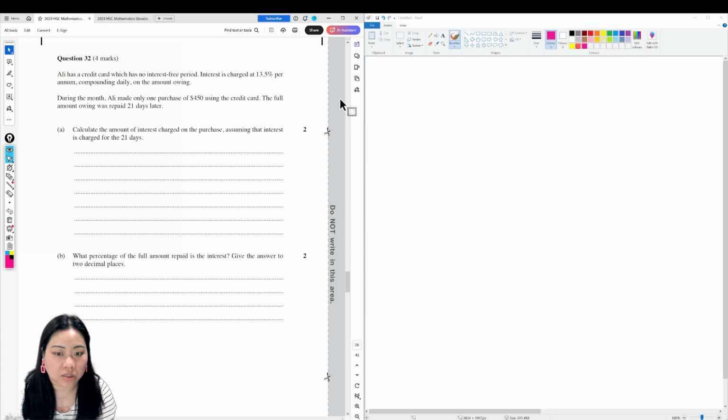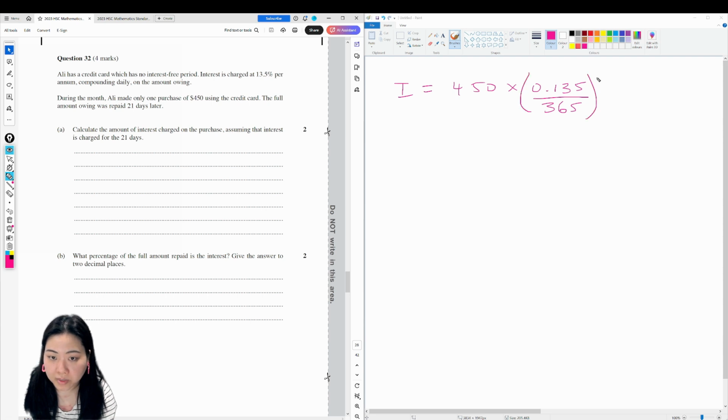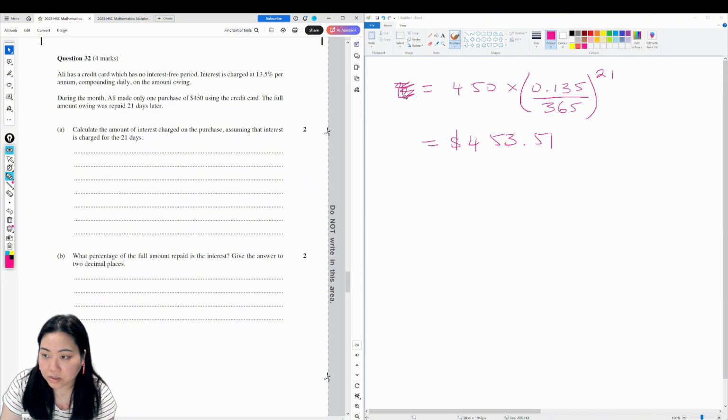Assume that the interest is charged for the 21 days. The amount would be $450 times 0.135 over 365, so it's daily, and that is applied 21 times, so the power of 21. It comes to $453.51. Oh, this is not the interest, sorry. This will be how much Ali would owe.